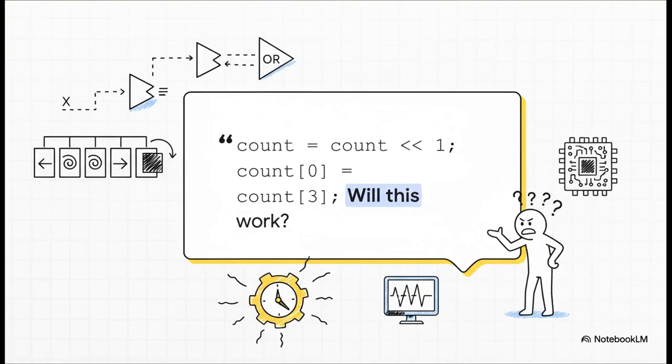So someone new to Verilog might look at this problem and write this code using blocking assignments. I mean, the logic seems to make sense, right? Step 1, shift everything to the left. Step 2, take the bit that fell off the end and stick it back on at the beginning. Seems reasonable. But let's see what actually happens when we simulate this.